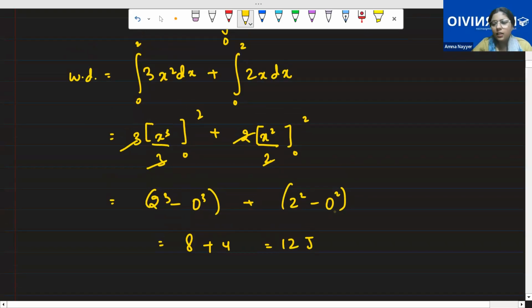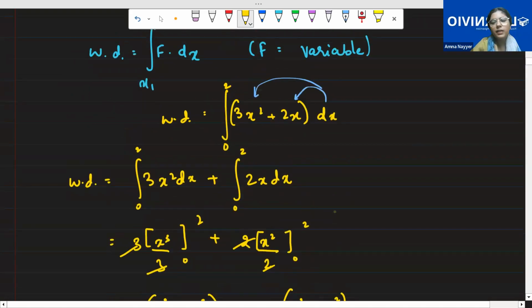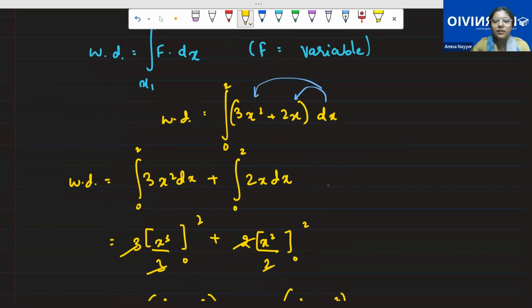So integration, I think you all will be able to perform. Integration, I hope you remember, integration will be used here because of this variable force.